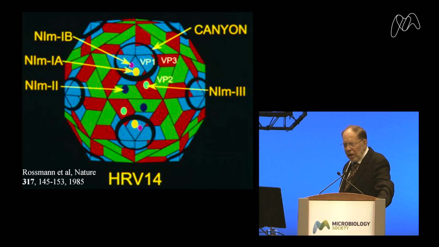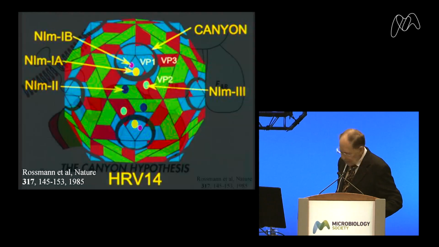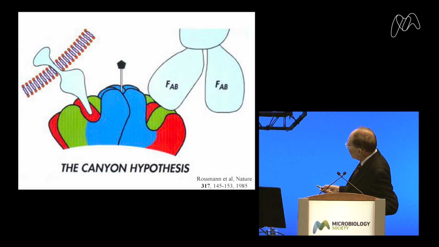And then when we had the structure, we found, as we might have expected, that these sites were on the outside of the vase, and these blobs here represent the binding site of these neutralizing antibodies. And now we have the canyon, and that suggested that the depth of the canyon, which is shown here, might be the site of receptor binding, because these residues were not changing.